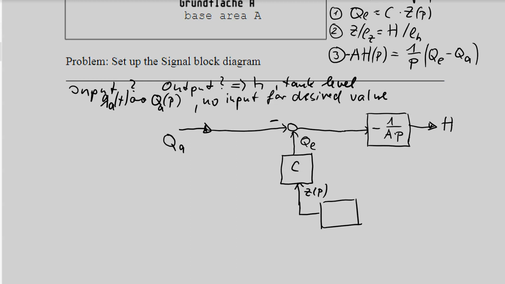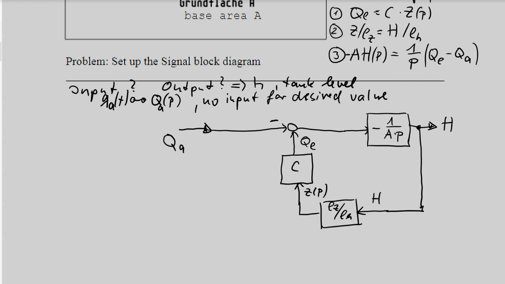Z is H times, H is the input, times LZ over LH. So we have here a constant LZ over LH, and H is available as output. So I can directly connect this output with this open input. That's what I can find.